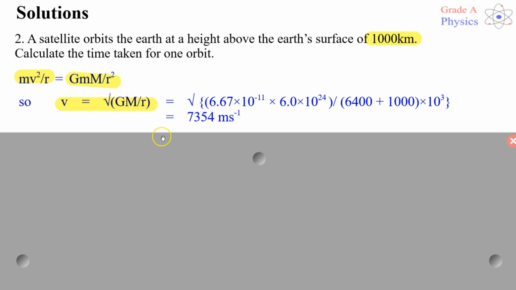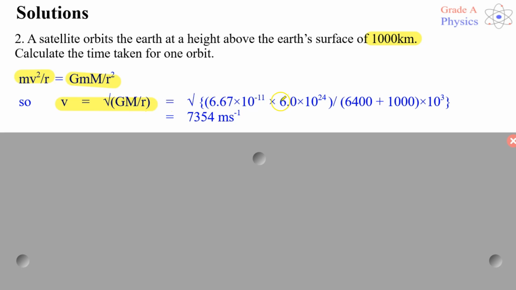I would recommend you're confident with deriving this. You might be asked to derive it in a question. I think the exam board that I teach does not provide this in the formula booklet. Other specifications may do that, but I think you need to be confident with deriving this, or indeed remember it, because it's a really useful formula.